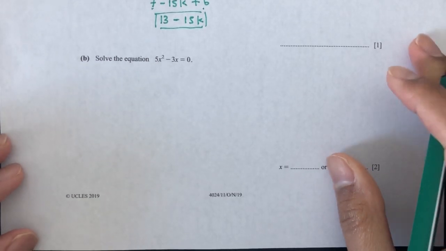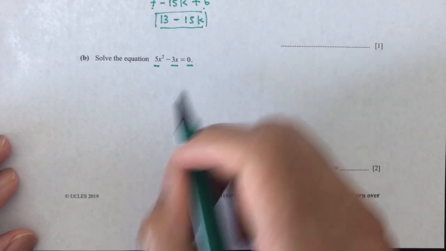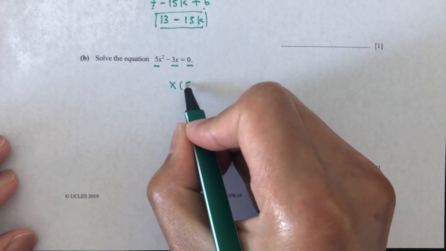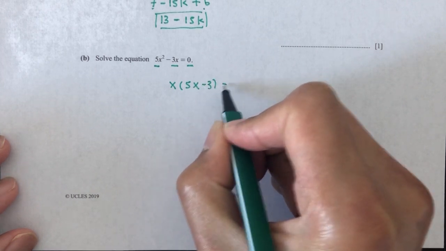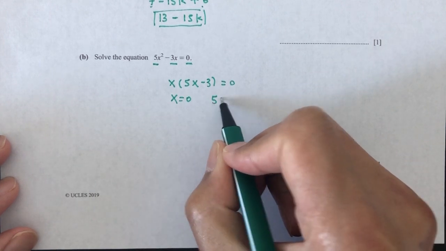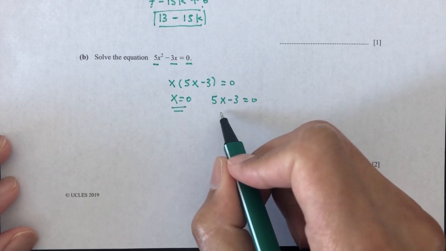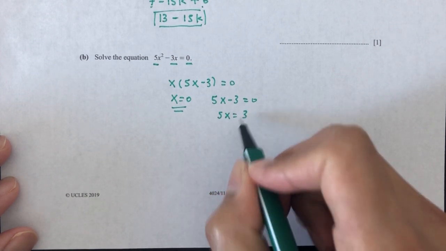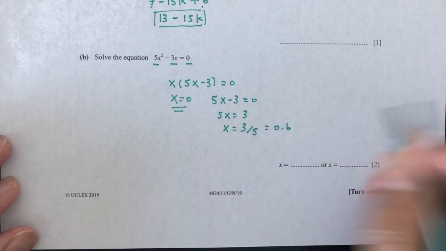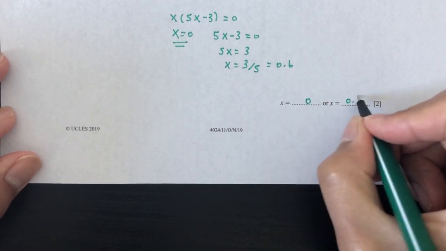Moving on to part B. Solve the equation. We have 5x squared minus 3x equal to 0. So we can factorize the x outside. We will have x times 5x minus 3 equal to 0. So x can be 0, and 5x minus 3 can be 0. So this one is the first answer, and 5x equal to 3, x equal to 3 divided by 5, which is 0.6. So your answer for this will be 0 or 0.6.